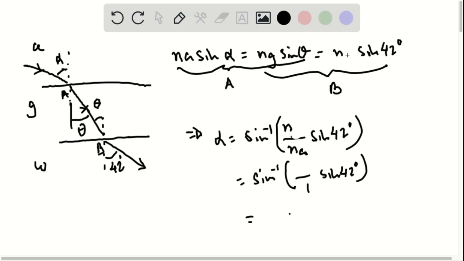42 degrees is in water, so that's water, so this is 1.33. So the angle comes out to be 62.86 degrees or 63 degrees.